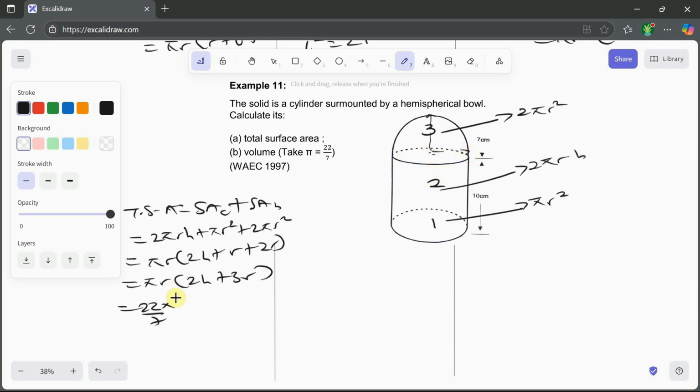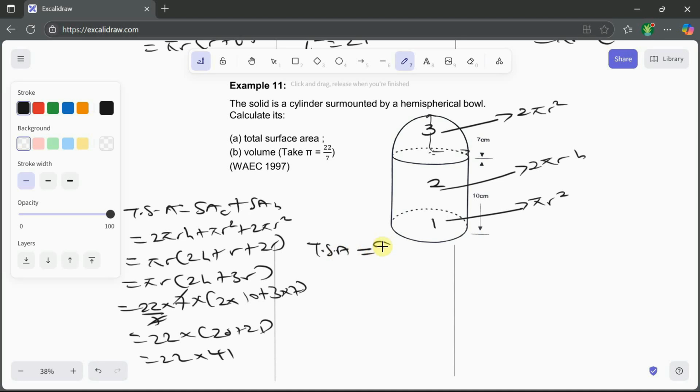So that's 22 over 7 times 7 times open brackets 2 times the h, which is coming from the cylinder. The h is from the cylinder, which is 10. Don't confuse this, it's very easy to confuse. Plus 3 times 7. So 7 cancels 7. So this is 22 multiplying 2 times 10 is 20 plus 3 times 7 is 21. So this is 22 multiplying 41, and that will give you a total surface area of 902 centimeter squared.